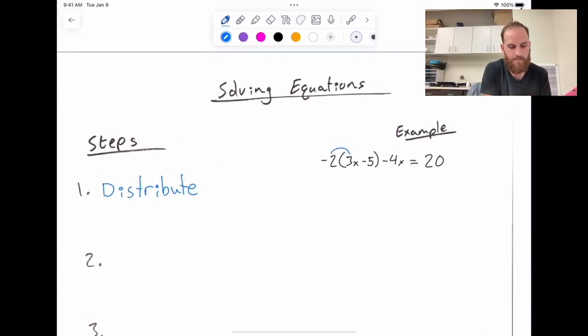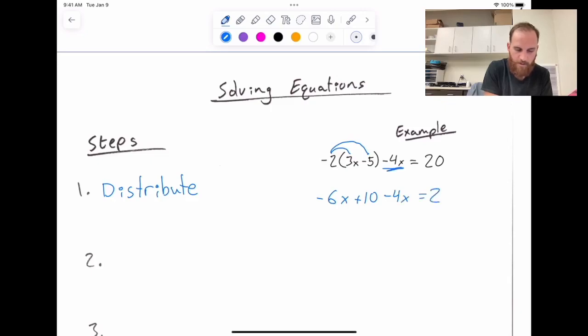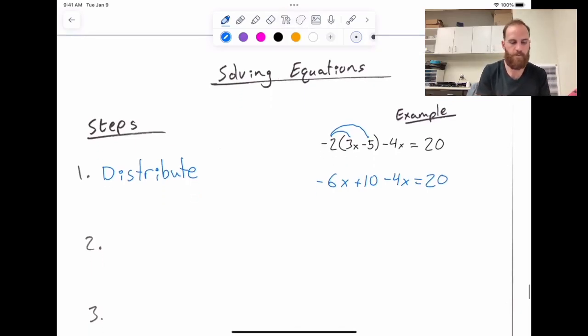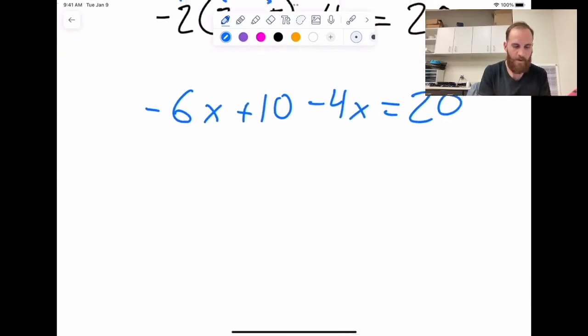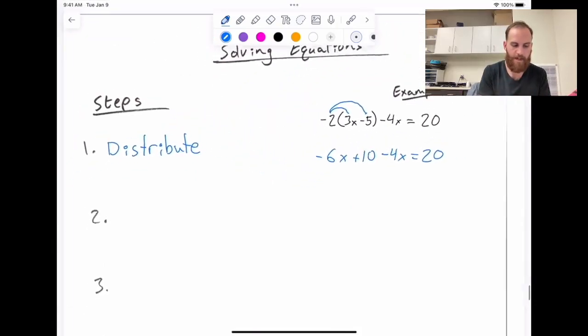So negative 2 times 3 is negative 6x. Negative 2 times that minus 5 is actually going to change the sign to a positive, right? Because a negative times a negative is a positive. So negative 2 times negative 5 is positive 10. That minus 4x is still hanging out there, and it's equal to 20. Okay, fair enough.